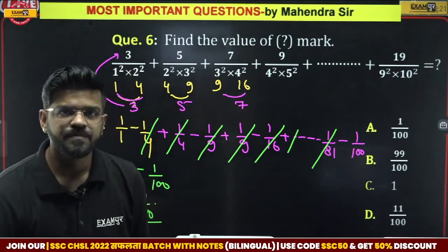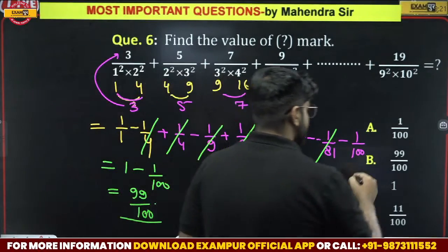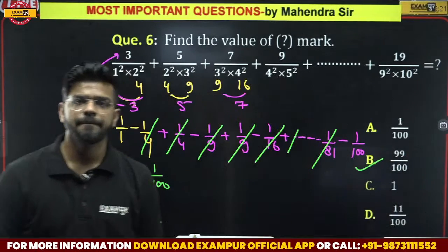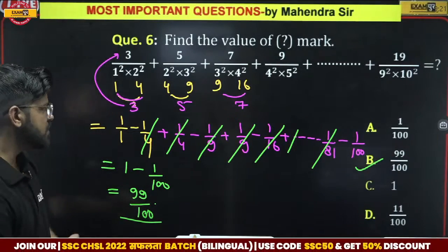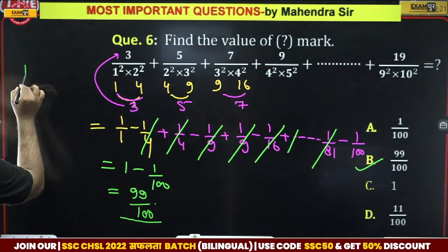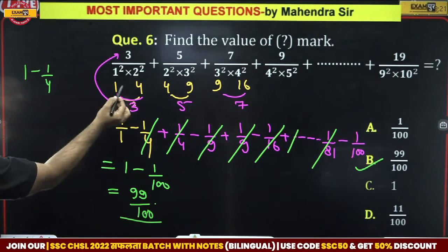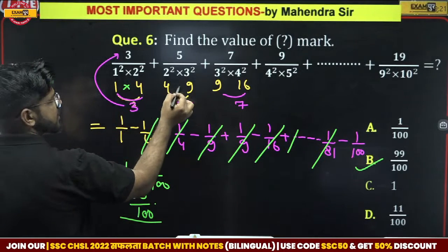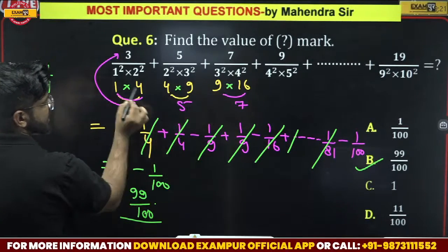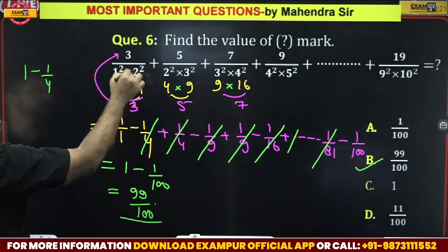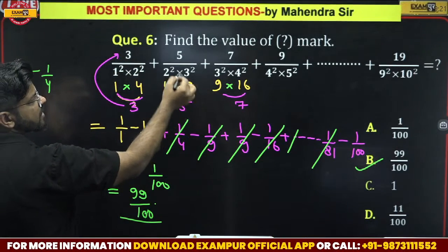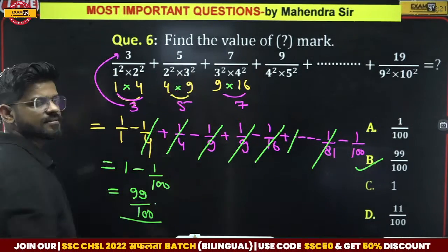Is it clear to each and every one of you? Option number B is my right answer. You can solve this now. 1 minus 1 by 4 is nothing but 3 by 4. Here you have multiplication, right? So it is nothing but 3 by 4. Here we have 36, so 5 by 36. Clear?